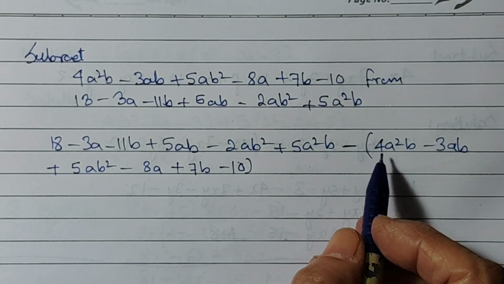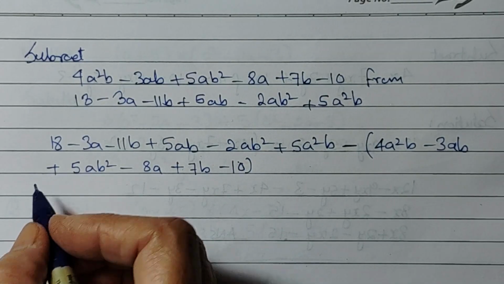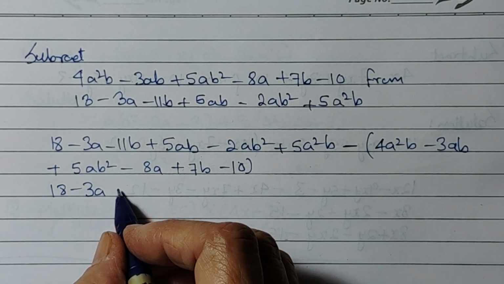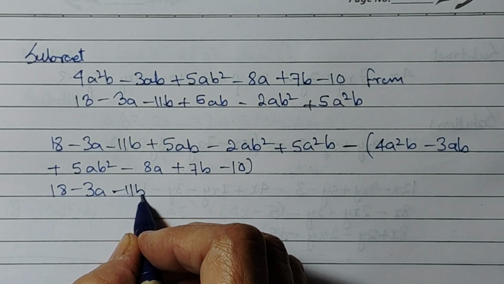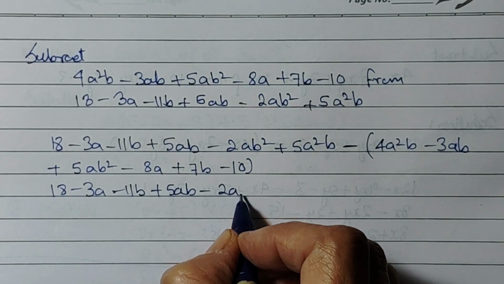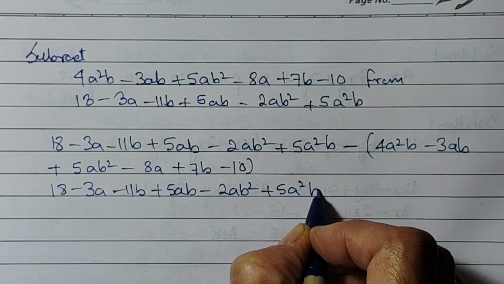We will change the sign of these terms. This term will look as 18 − 3a − 11b + 5ab − 2ab² + 5a²b.